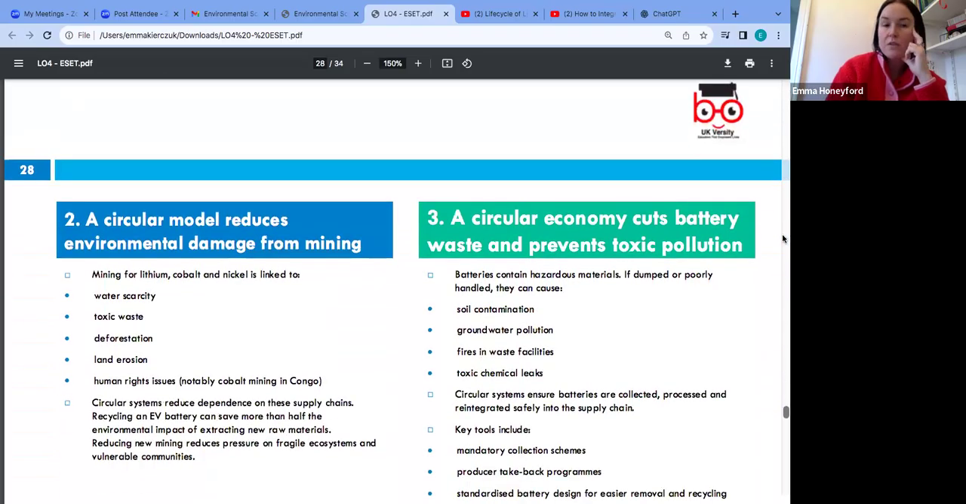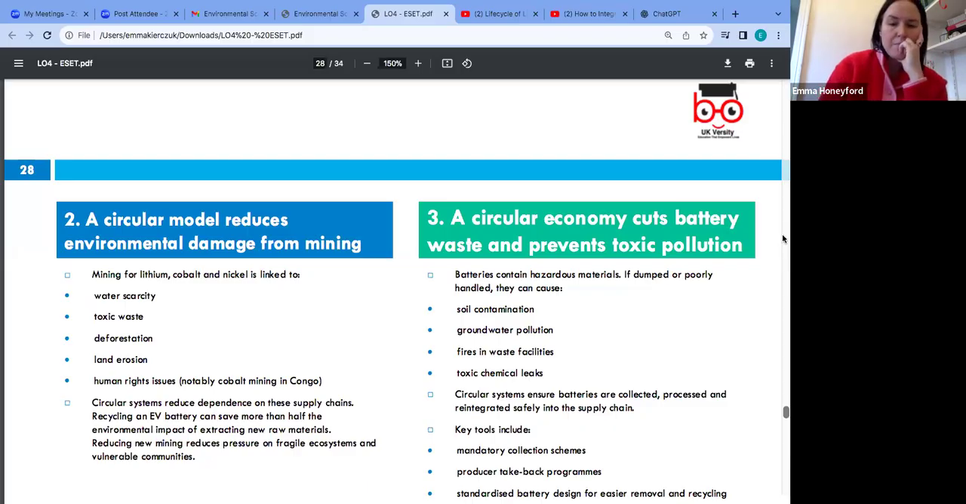A circular model reduces environmental damage from mining. We've been over that. In terms of biodiversity, we know that mining has other environmental impacts, so stuff like water scarcity, toxic waste, deforestation, land erosion, and human rights as well. It's not just about the environment, it's about humans.